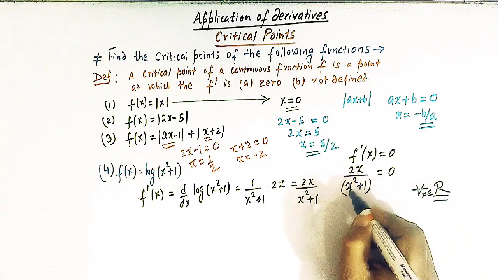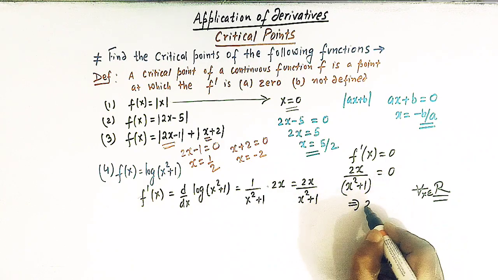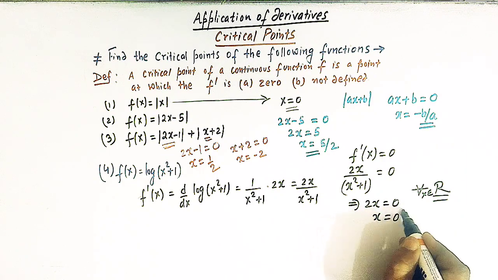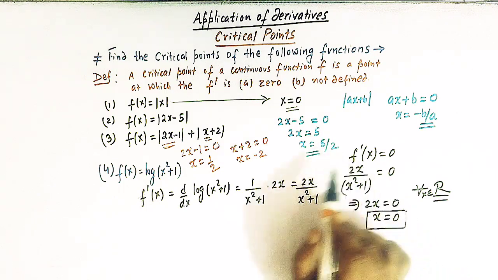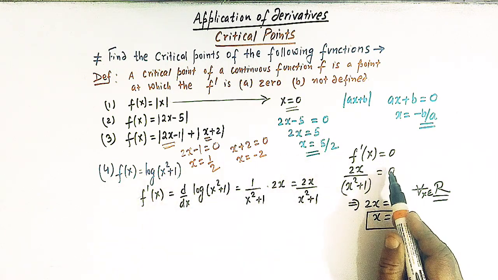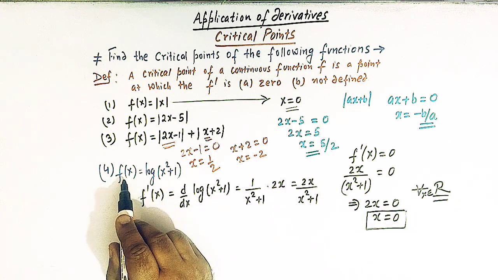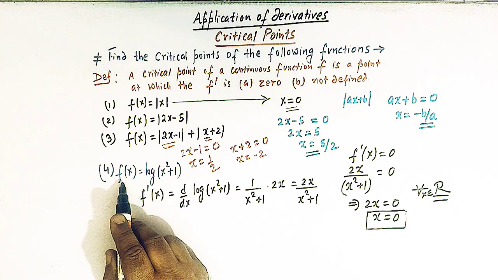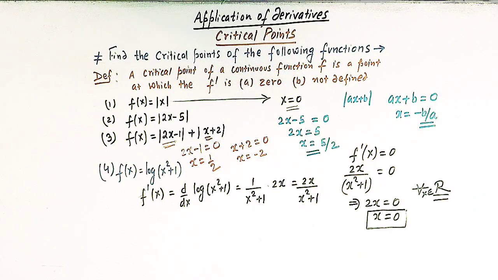So x square plus 1 is defined for all real numbers. So 2x over x square plus 1 is equal to 0. It gives us 2x is equal to 0. So we have x is equal to 0, right? So for x is equal to 0, the derivative of this function is equal to 0. So therefore, the critical point of this function is x is equal to 0. So this function has only one critical point, that is x is equal to 0.